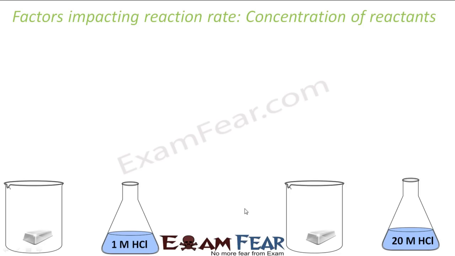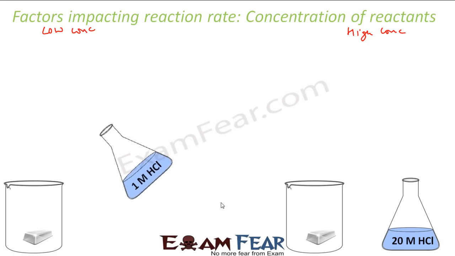A good example is, let's suppose we take zinc in both beakers, the same amount of zinc in the same form. We'll take 1 M HCl in this flask, and in this flask we'll take 10 M HCl. This is low concentration, and this is high concentration, right? Now I'll put the 1 M HCl and the 10 M HCl in these beakers and let's see what happens.